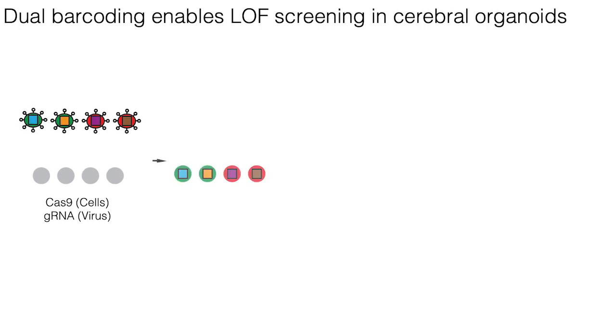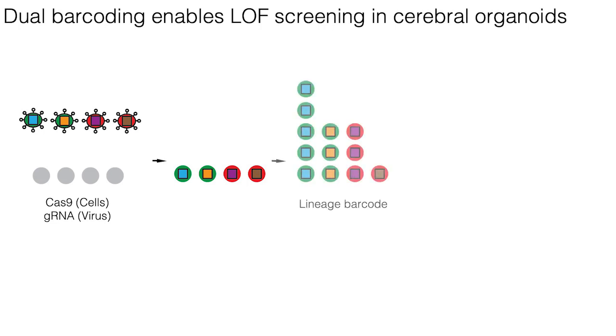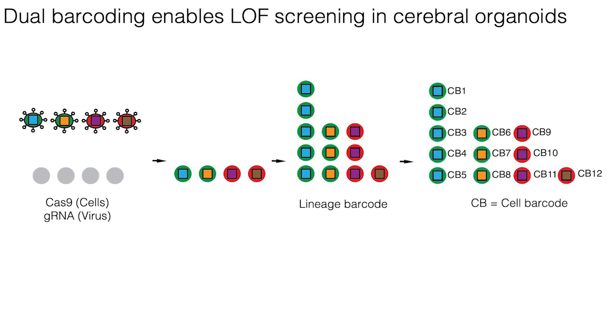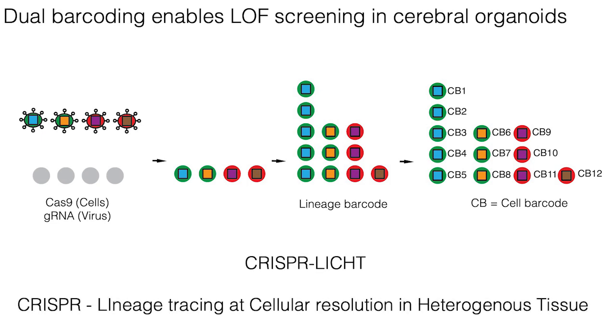The first additional barcode information is introduced together with the guide RNA at the beginning of the experiment. This allows to discriminate individual infection events and thereby lineage tracing of individual gene inactivation events. The second barcode is introduced towards the end of the experiment and labels each individual cell, allowing us to count exact cell numbers. We use the two barcodes to increase our sensitivity to a level that we can distinguish the effects of hundreds of genes on brain development, all in one experiment. We termed our approach CRISPR-LICHT, which stands for CRISPR lineage tracing at cellular resolution in heterogeneous tissue.